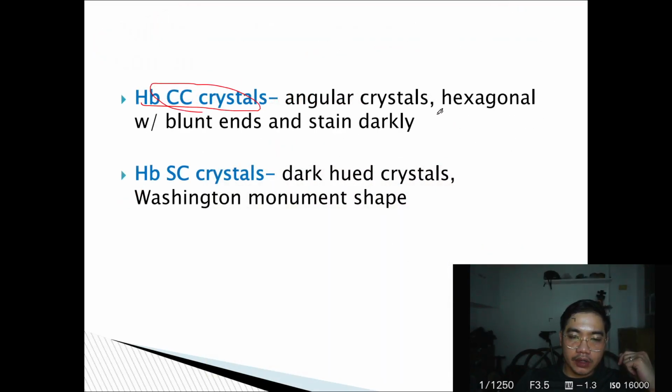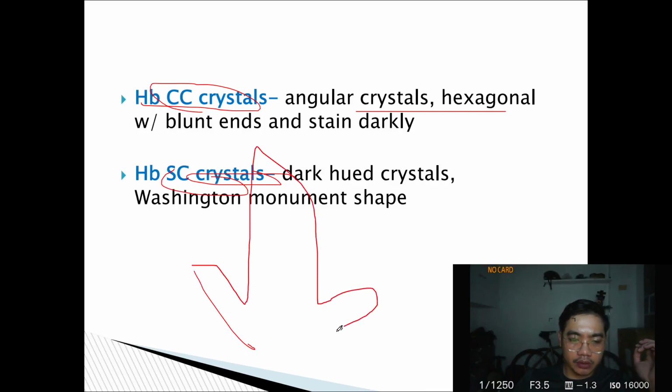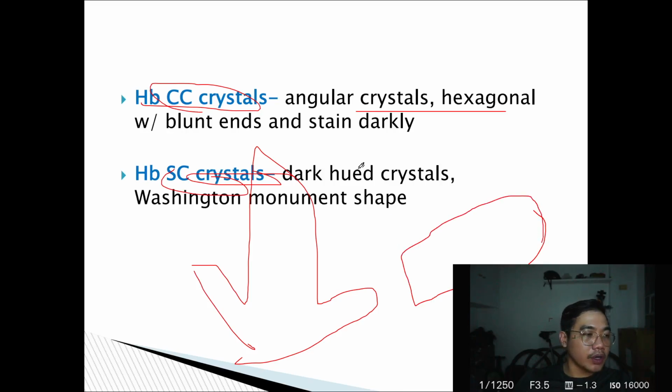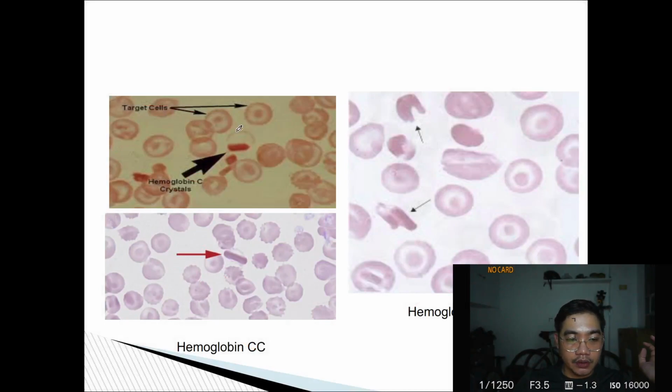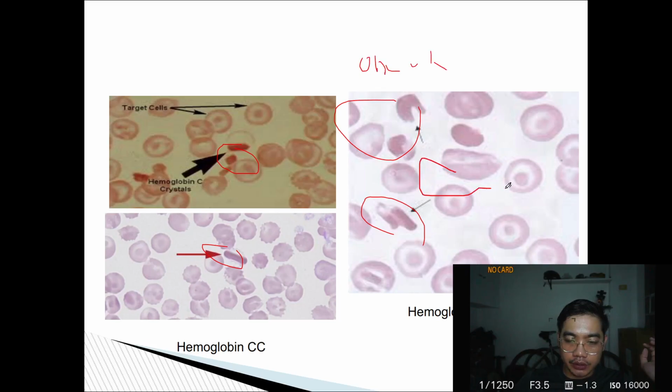Hemoglobin CC crystals, we're gonna talk about this in your second sem. Hemoglobin SC crystals, Washington. So Washington monument looks like this. Your CC crystals look like this. It's the same as your drepanocytes, no. Your hemoglobin S. It's just abnormal polymerization of your hemoglobin. So hemoglobin C, SC, no. So open book, sometimes open book, or Washington monument.